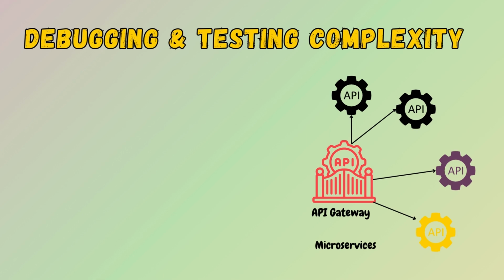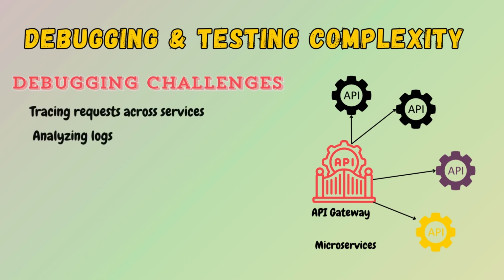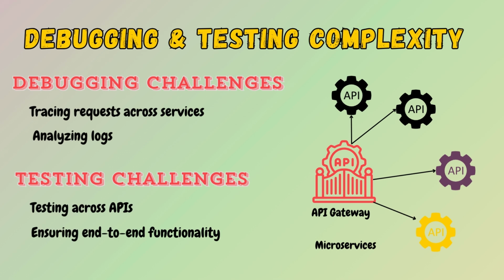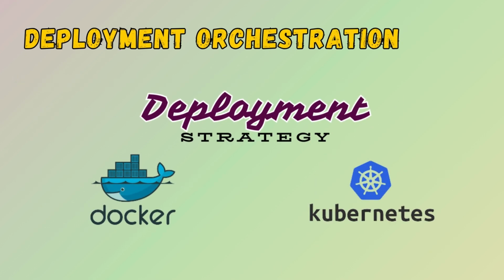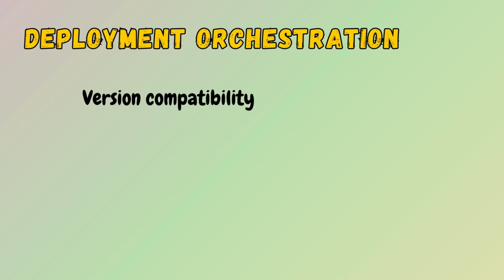Debugging and testing microservices based applications can be more challenging than monolithic ones. Identifying issues across distributed services requires specialized tools. Testing interactions between services and ensuring end-to-end functionality adds complexity. Microservices architecture requires a sophisticated deployment strategy, often involving containerization and orchestration tools like Kubernetes. Managing version compatibility, updates, and configurations across distributed environments can be complex.